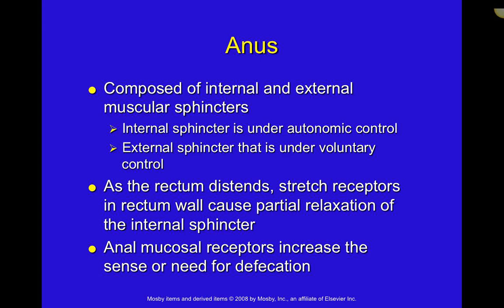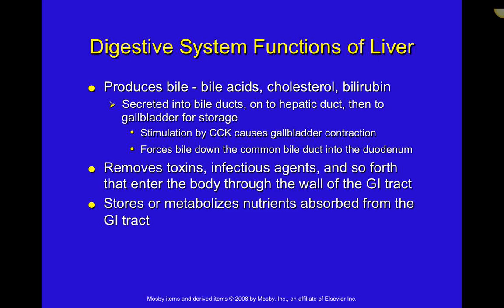As the rectum distends, the stretch receptors in the rectum wall cause partial relaxation of the internal sphincter. The anal mucosal receptors increase the sense or need for defecation. And then it happens. So we have some accessory organs to the GI system, which are really important to talk about, but we'll only talk about them briefly. Liver is the big one.